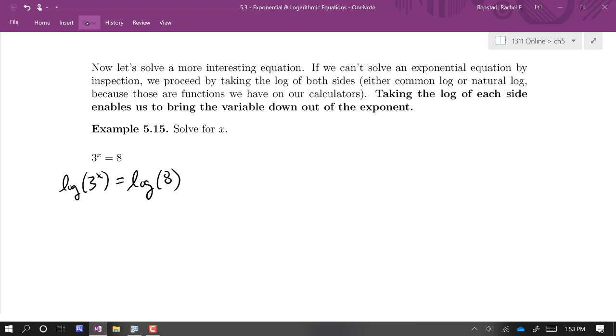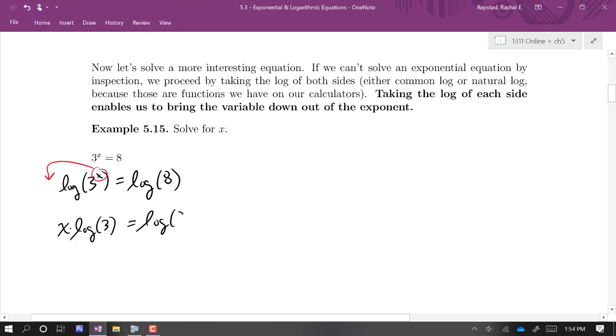Now I'm going to use that property that says if I'm raising something to a power inside the log, I can grab it and bring it down in front as a factor. So I get x times log 3 is equal to log 8. Now, log 3 and log 8 are just numbers. They're constants, just like 5 and 2, only they're couched inside these logarithms.